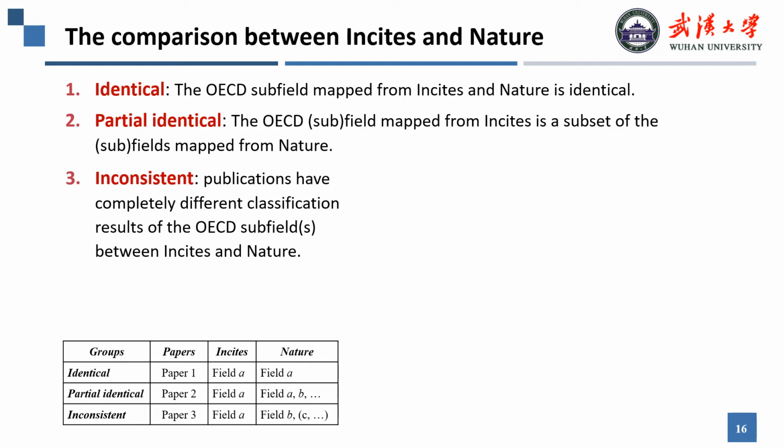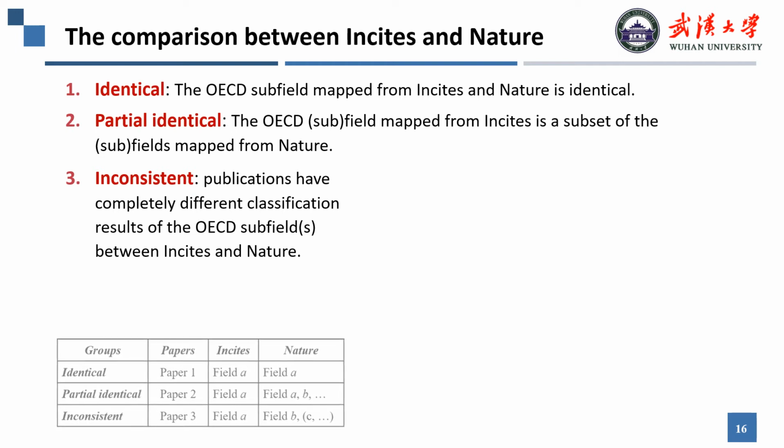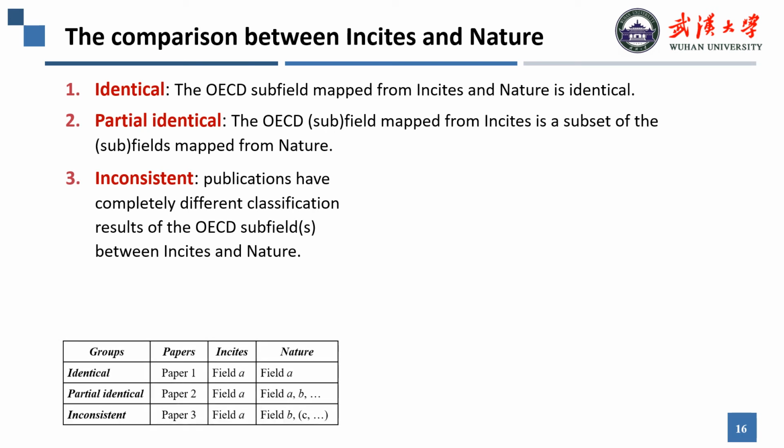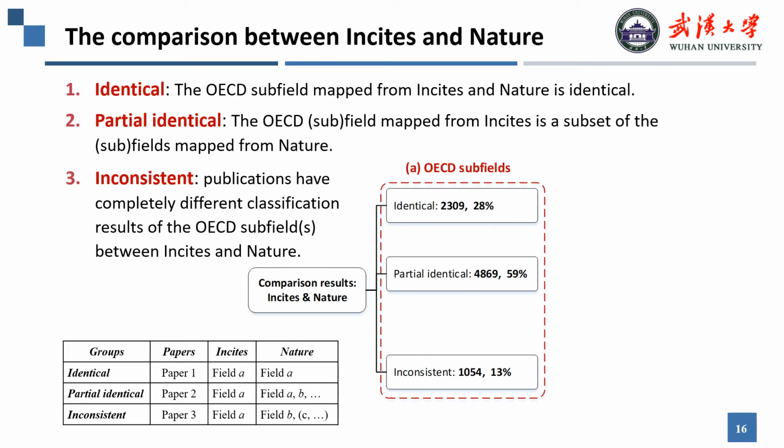We divided all publications into three groups based on the comparison results: identical, partial identical and inconsistent. We show examples on the table to illustrate how we divided the three groups. According to the comparison results based on OECD subfields, 28% of publications have the same minor field in both Insights and Nature, and 72% of publications are assigned to more than one minor field in the Nature system, of which 13% have completely different classification results across the two systems.